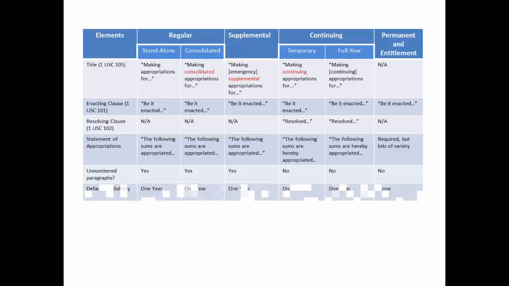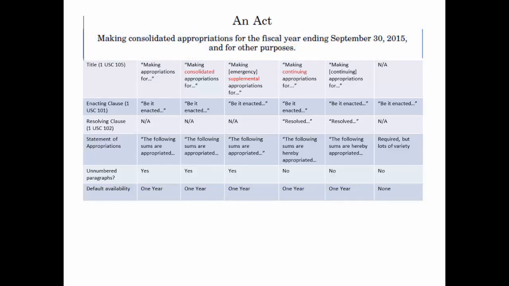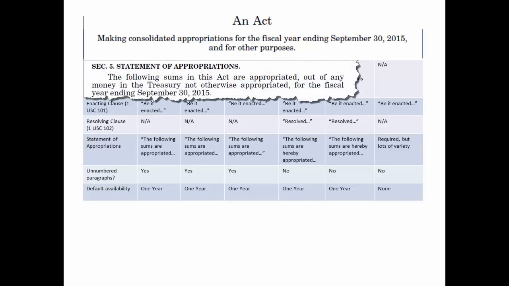What about default availability? Recall from Module 1 that for annual appropriations, unless Congress specifically states otherwise, the default availability of funds is 1 year. Let's review the 3 reasons. Both the title of the Act and the Statement of Appropriations have already told us the funds appropriated in the Act are for the fiscal year ending September 30th, 2015.